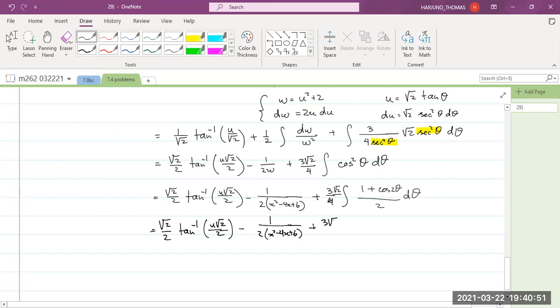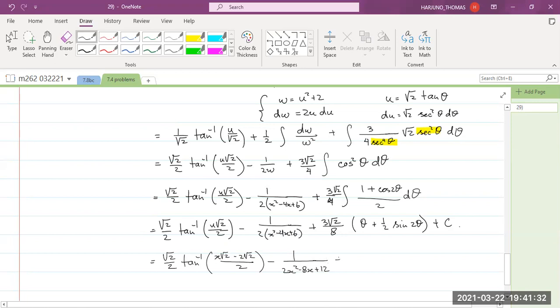Plus 3 radical 2 over 8 times theta plus 1/2 sine 2 theta plus constant. What is my u again? u is x minus 2. Okay, so radical 2 over 2 tangent inverse of x minus 2 over radical 2, minus 1 over 2 times x squared minus 8x plus 12. You don't need to distribute that 2 actually. And then 3 radical 2 over 8. What is my theta?